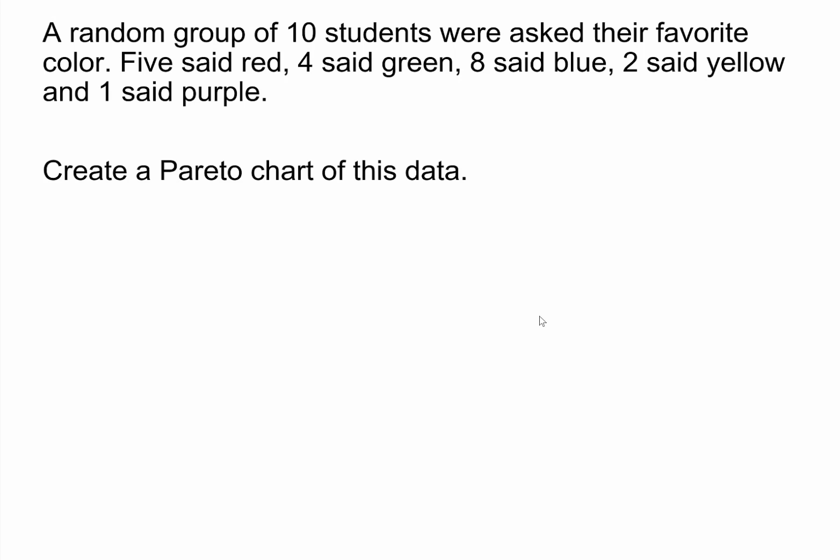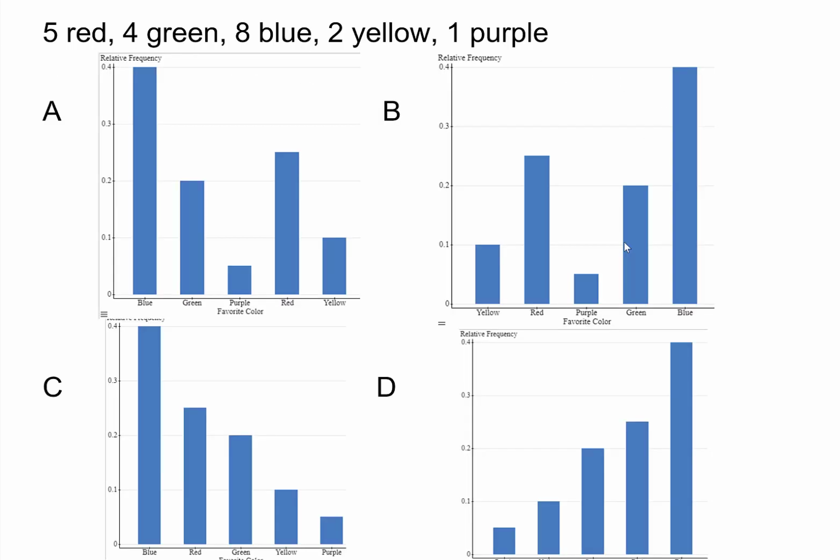A random group of 10 students were asked about their favorite color. 5 said red, 4 said green, 8 said blue, 2 said yellow, and 1 said purple. All right, so the first thing you want to look at for a Pareto is that you're going to have the highest frequency on the left side. So it looks like blue followed by red, followed by green, followed by yellow, and then purple.